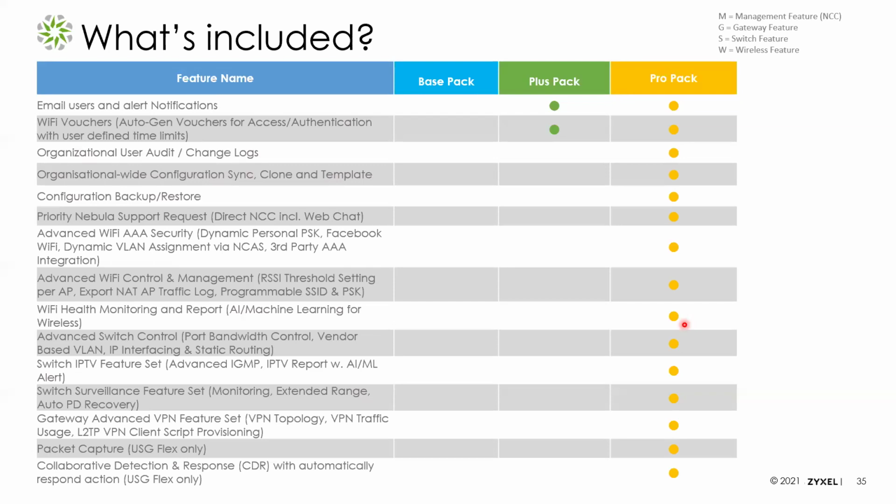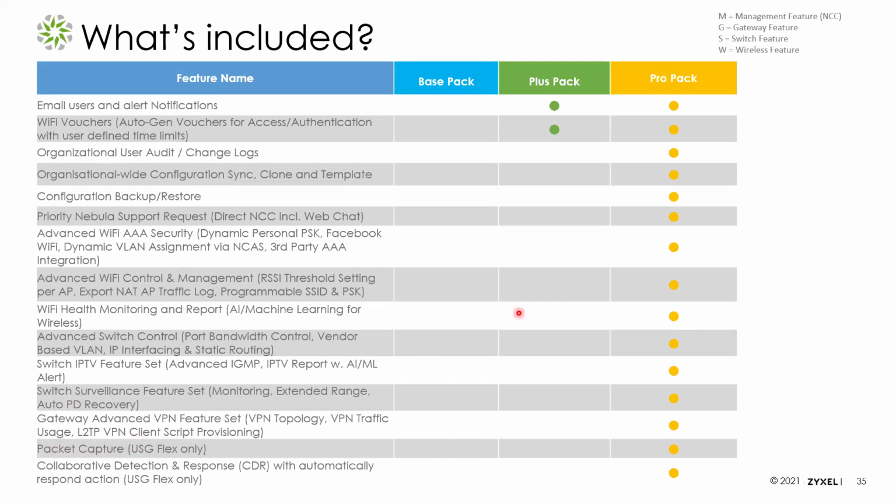On the switch side of things, it unlocks some additional features, such as the IGMP advanced settings that you can tweak and change. On our 1350 series switches, in order to use some of those advanced IPTV features, you need ProPack. Doing packet captures remotely through the USG Flex requires ProPack. So those are the main differences between the three modes.